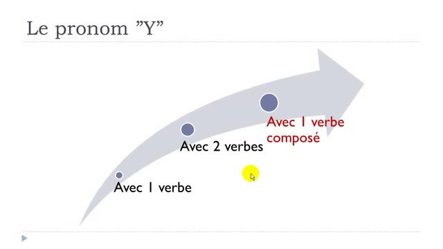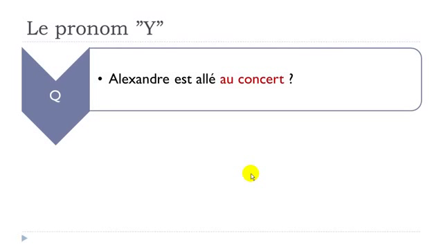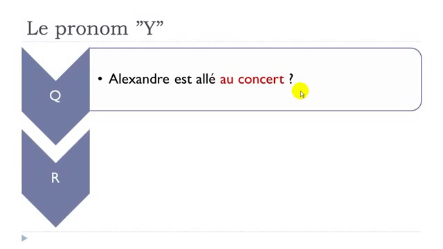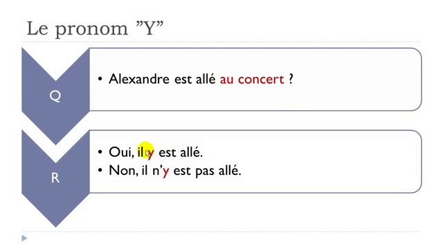Okay, and now let's see how it will work if we've got a composed tense like "aller" here, at the passé composé form. So Alexandre est allé au concert. Okay, it's the past tense. Oui, il y est allé. Okay, so keep in mind that even if you've got two parts here, it's only one verb. It's the verb "aller" at the passé composé. Okay, so it's composed. So you've got two elements, but still it's one verb. So it means that your pronoun "y" should be before.